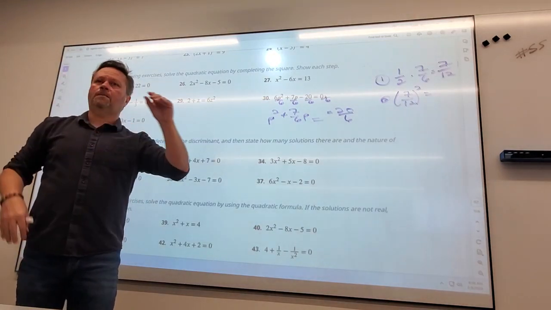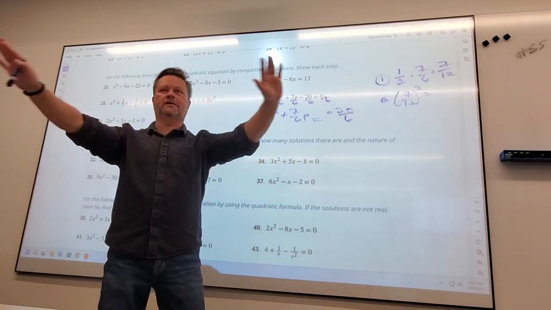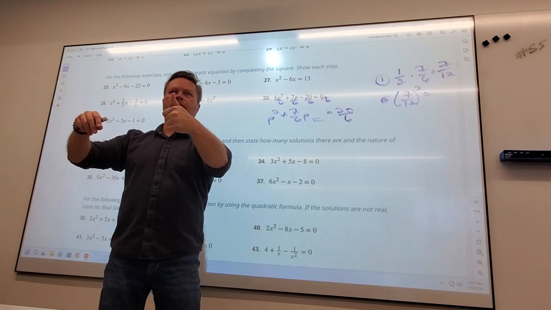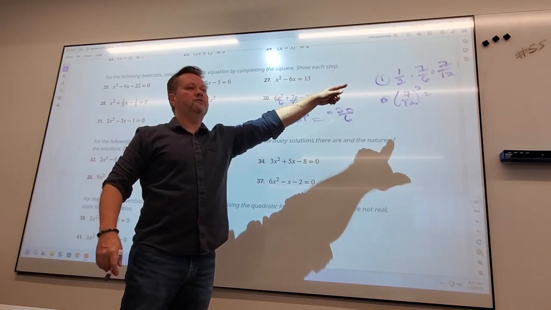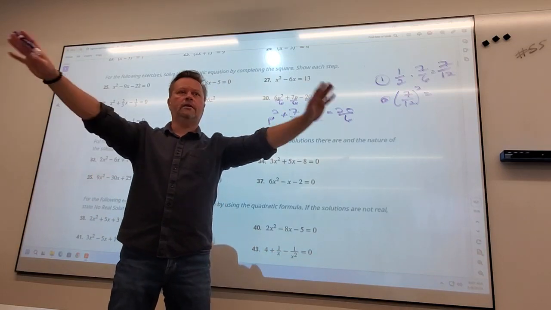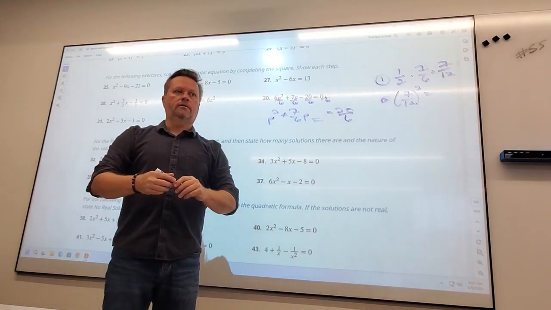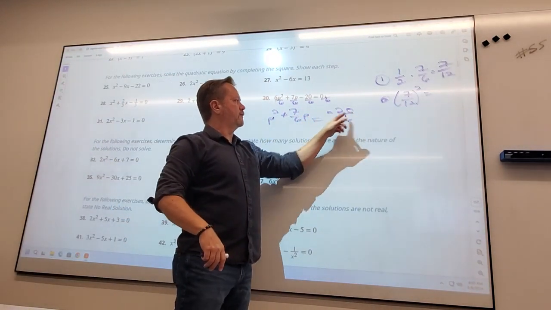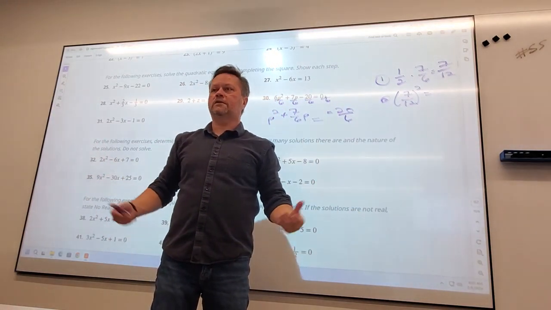So again, as long as the first number's a 1, whatever is in the middle, you cut it in half. And then whatever you get from doing that, you square it. At that point, you're not even having to think much about it. You just do those things. It's when you put it back in and you have to combine like terms, you need an LCD. That's the worst part of this, just getting an LCD.